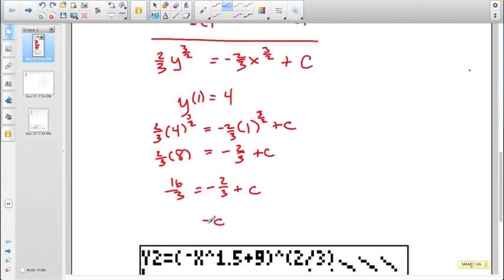So we have c equal to 18/3 after we bring this over as a positive 2/3, which is equal to 6. So we have then the function, it looks like 2/3, if we go back to this step here, 2/3 y to the 3/2 equals negative 2/3 x to the 3/2 plus 6 is that function.